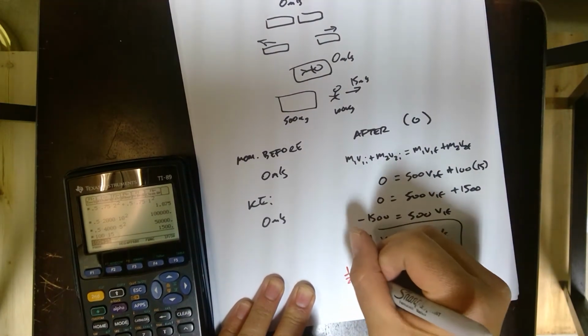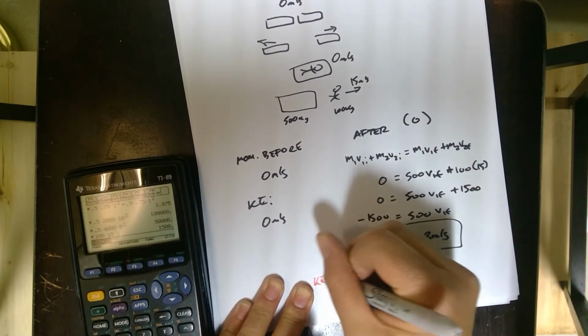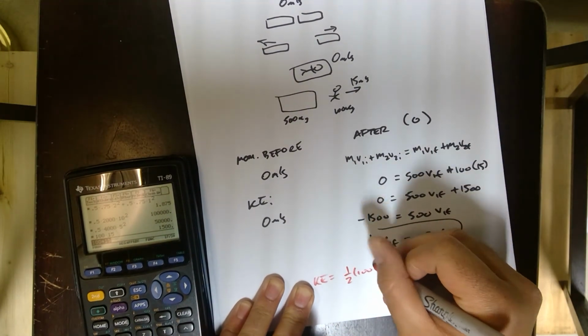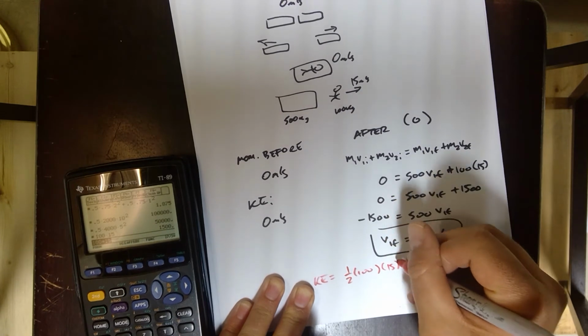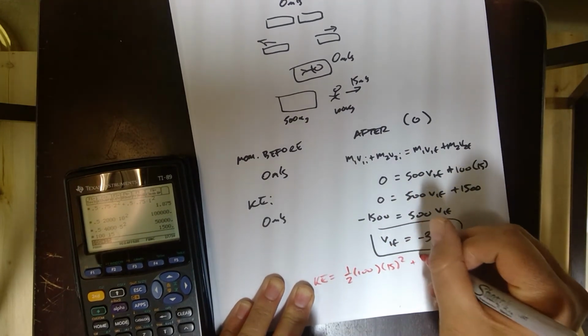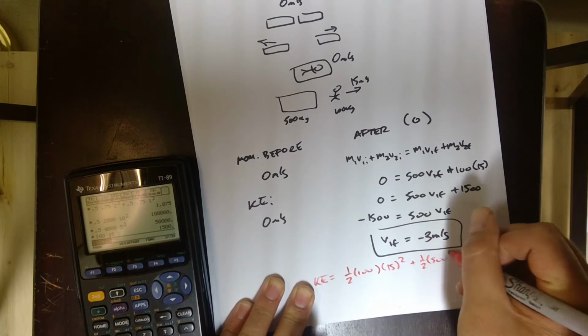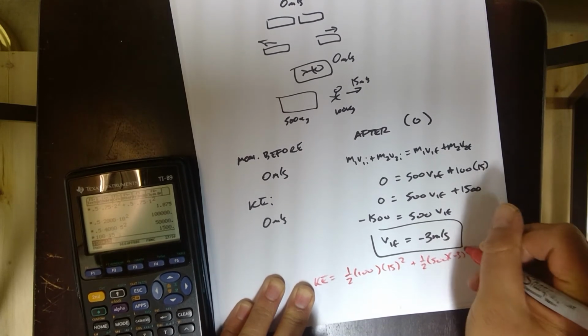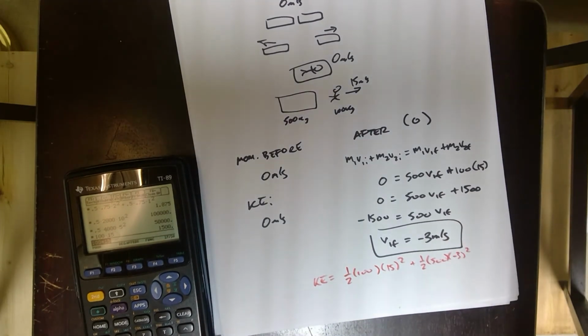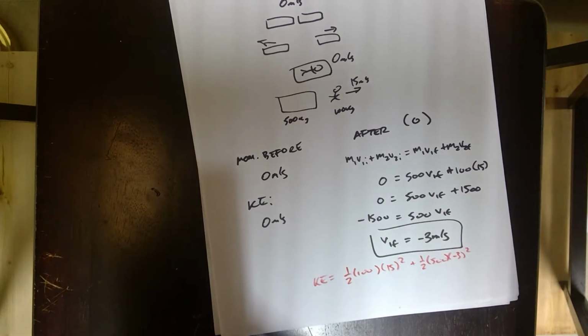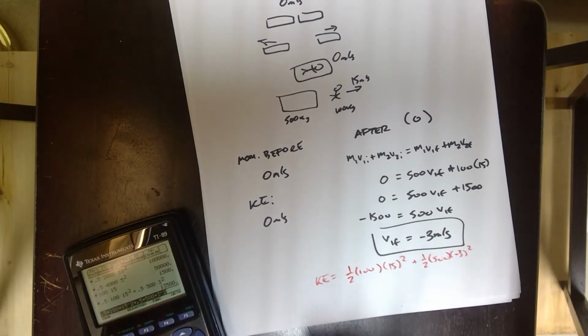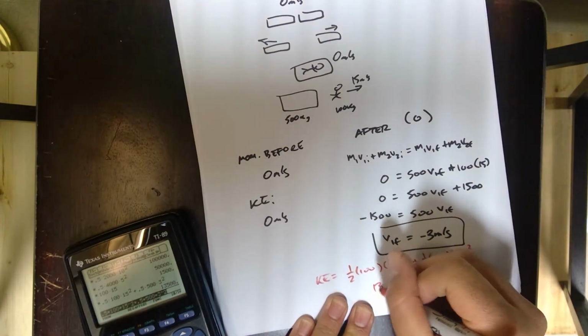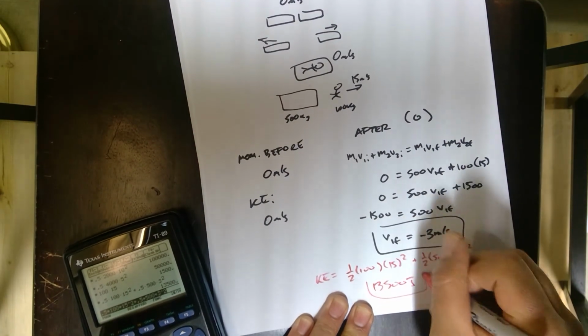It would be 1/2 times 100. And this is the clown, he's moving at 15. Square it. You got the cannon as well, 1/2 times 500, moving at negative 3. Square that. They'll both be positive here. So you got 1/2 times 100 times 15 squared plus 1/2 times 500 times negative 3 squared. Here's what we get. We go from 0 joules of kinetic energy to 13,500 joules of kinetic energy.